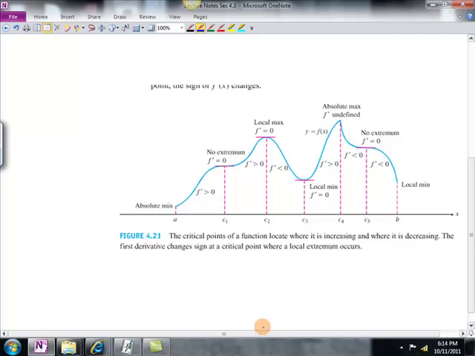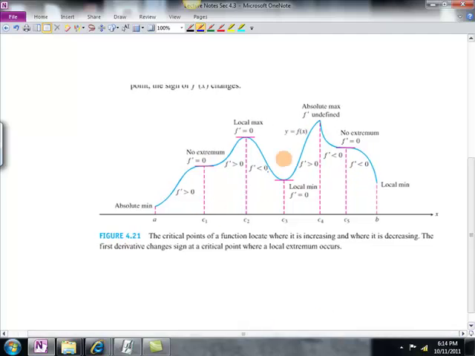Now, this is kind of just a picture for looking. It says the critical points locate where the thing is increasing and decreasing. First derivative changes sign at a critical point. All right, now, if this is your graph, okay, f prime is equal to 0. You're going to have a horizontal line when f prime is equal to 0. Does that make sense? That's a horizontal tangent.